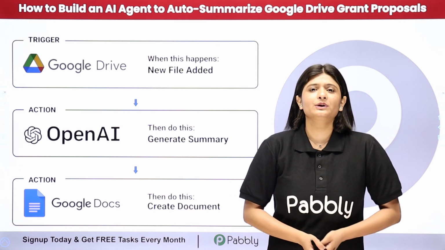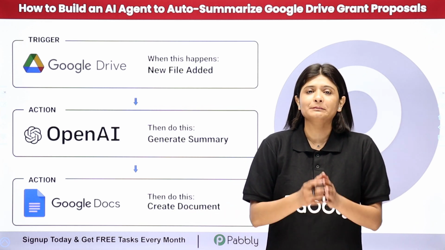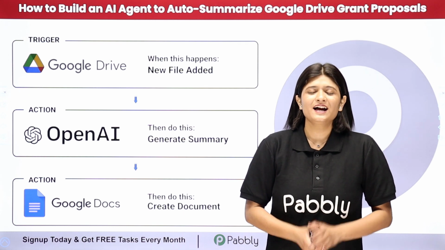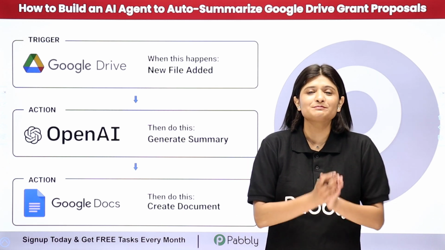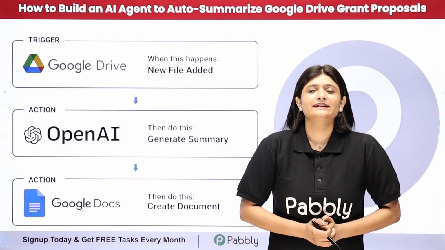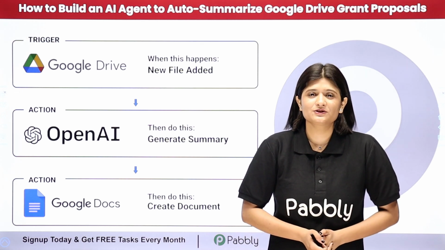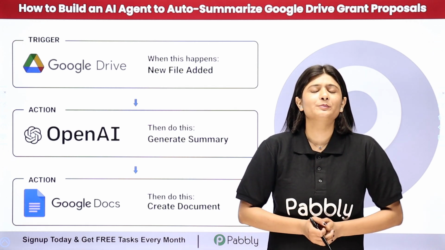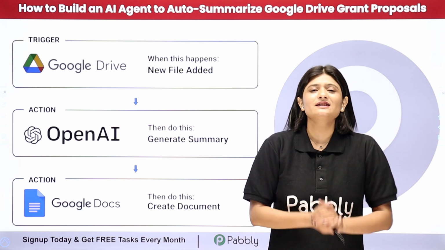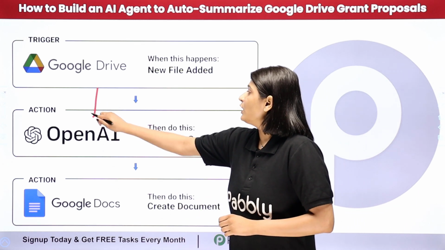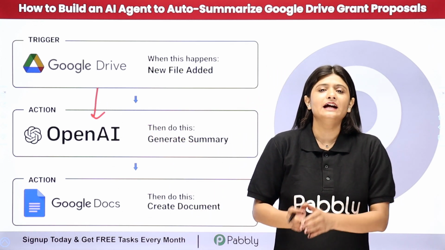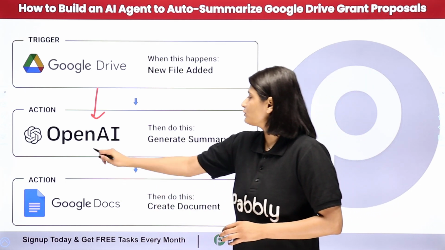Now doing this manually will consume a lot of time, so I'm completely going to automate this process, and to do this automation I'm going to use Pabbly Connect. So Pabbly Connect is an amazing automation and integration software which requires no coding or programming skills. Here I just need to build connection between Google Drive, OpenAI. Here I'm going to use my AI agent as OpenAI and then Google Docs.